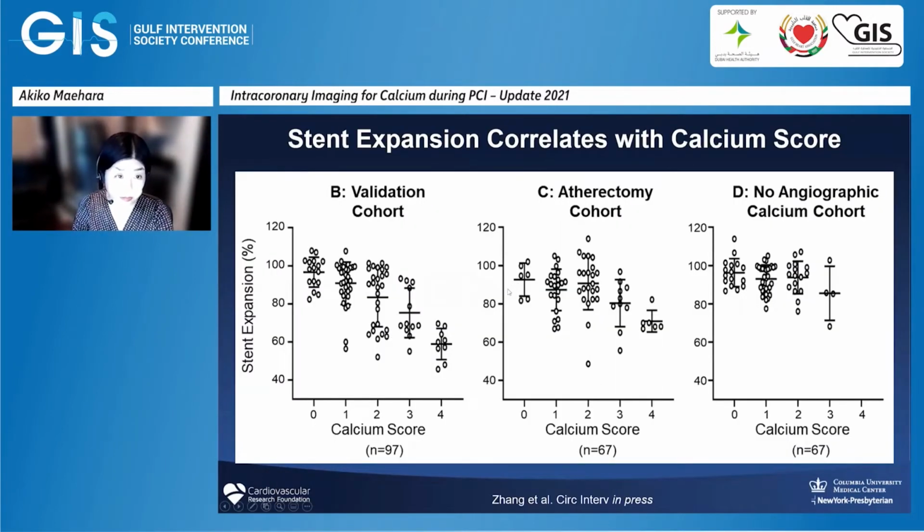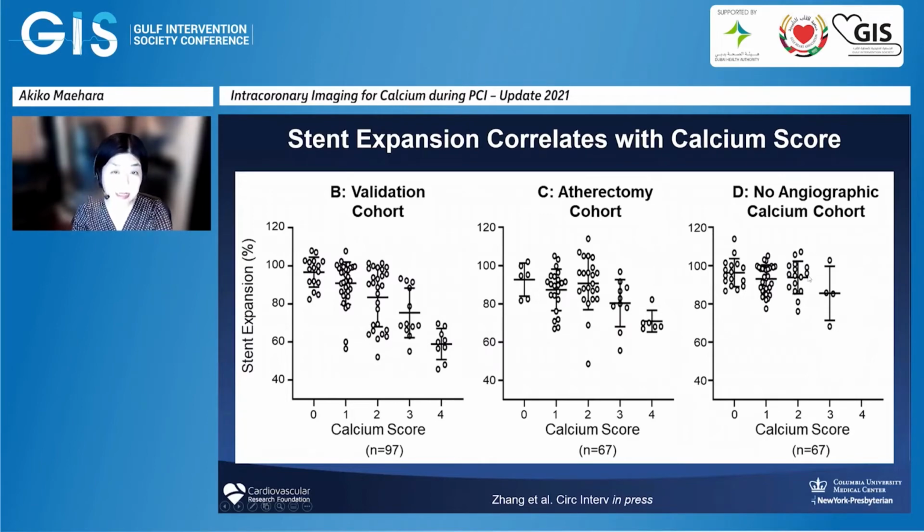Based on the test cohort, we developed the calcium score, and we validated and confirmed that when the calcium score is high, there is poor stent expansion. And we checked the lesions which underwent atherectomy, and we recognized that even if the calcium score is high, they still have good stent expansion. And finally, we picked up the lesions where we don't see calcium by angio. None of them had a very high score, but even when high, they have good stent expansion.